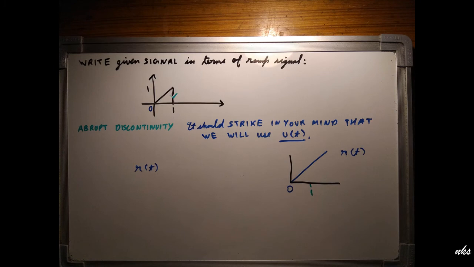Then if I subtract r of t minus 1 from r of t, what will I get? I will get something like this. Now to get the signal given in the question, what do I have to subtract again? I have to subtract u of t minus 1, that is a unit step signal at t equal to 1. So my final answer is this.